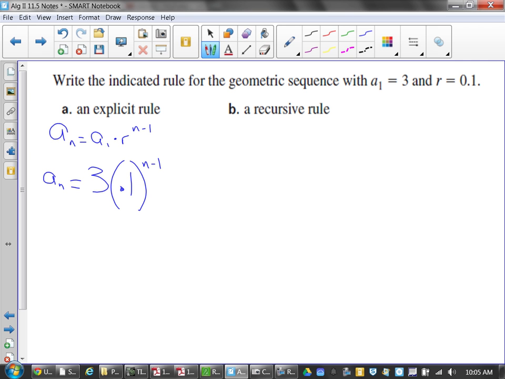When I go to the recursive then, when I did recursive with arithmetic, how did we start that? What did we always, well, let me ask you this. What did we always have to have? The A1. You always have to have your first term. We'll have this, and we'll have our first term.